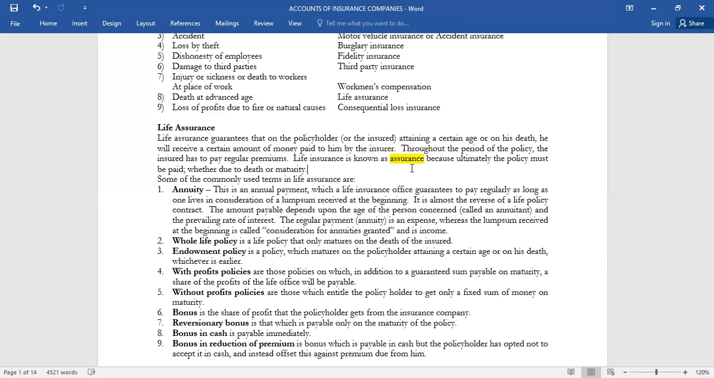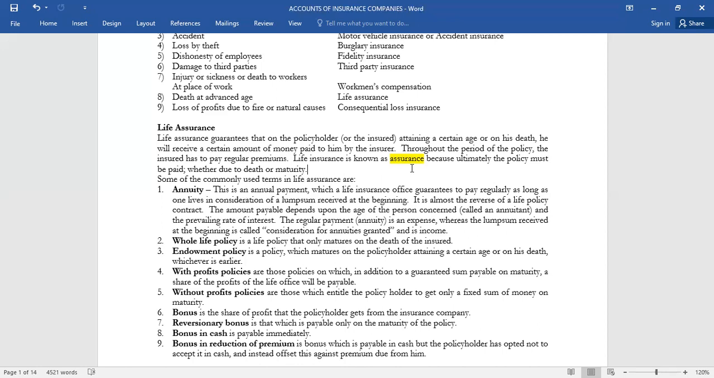So the amount will continue flowing regularly, and this will be treated as an expense. Whereas the lump sum that the annuitant paid at the beginning, we call it consideration for annuities granted. So to the insurance company, consideration for annuities granted is an income. We always take ourselves as the business. So we are the insurance company. So the annuitant is an expense to us, right? They are a liability because we have to compensate them at maturity or death, whichever comes earlier.